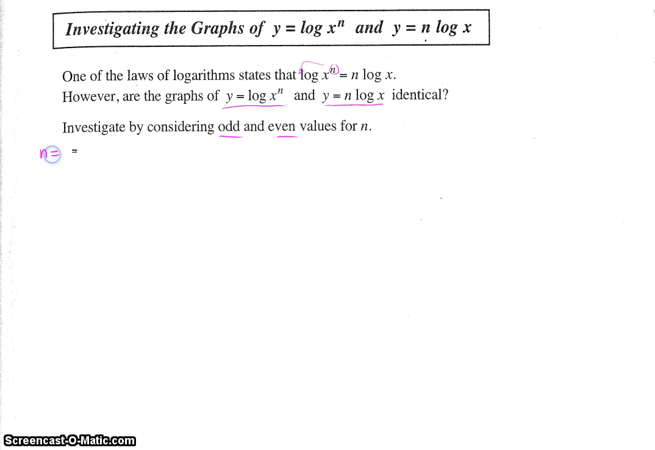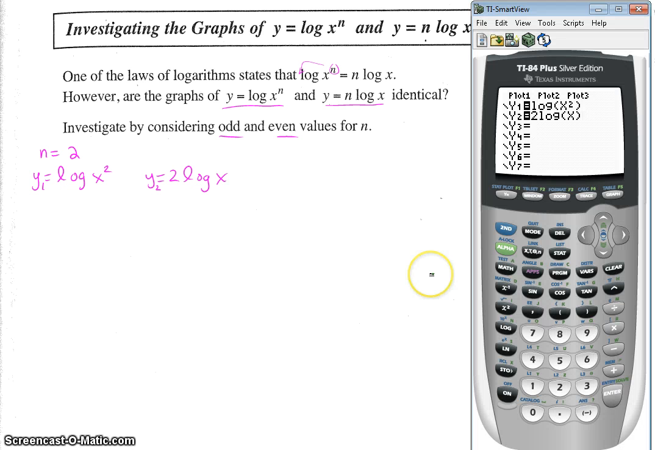So we're first going to try n equal to 2, and we're going to look at whether y equals log of x squared is the same as y equals 2 log x. We'll put the first in y1 and the second in y2. So let's grab our graphing calculators and graph each of those, and take a look at the graphs. You want to go zoom standard probably. In theory, these should be the same, but let's take a look at the graph.